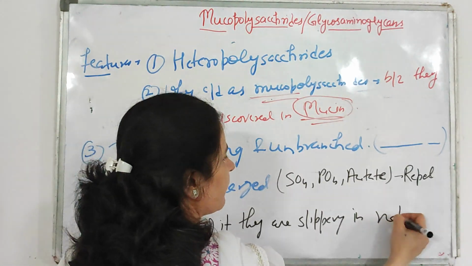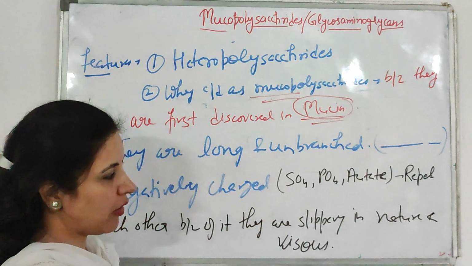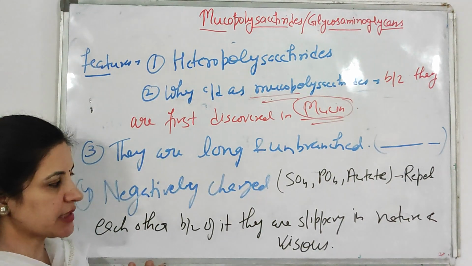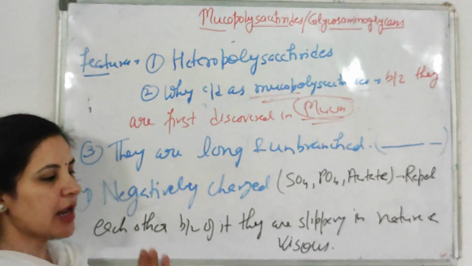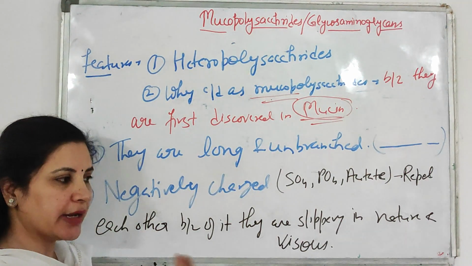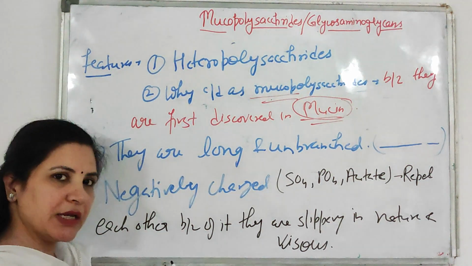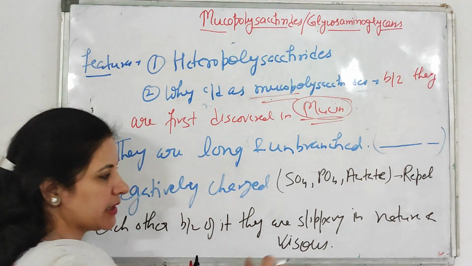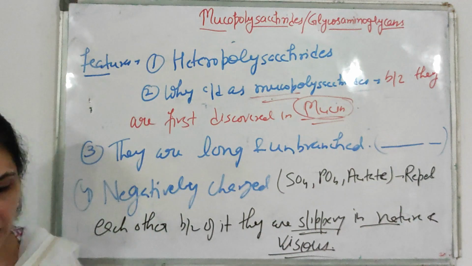Slippery in nature and viscous. Got it? So the question can also be asked: why are the glycosaminoglycans or mucopolysaccharides slippery or viscous in nature? Because they contain negatively charged groups like sulfate, phosphate and acetate. Because of those groups, they are overall negatively charged, and repeating units are there, so the molecules ultimately repel each other. There is repulsion between negatively charged molecules, and because of that repulsion, they are slippery in nature and viscous. Okay, so these are the characteristics.